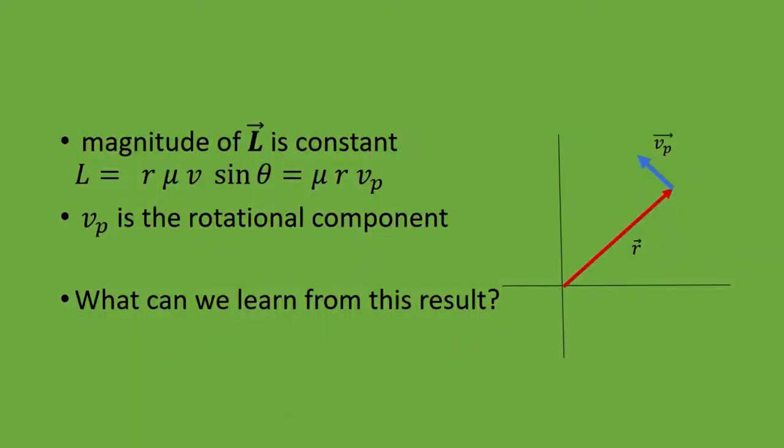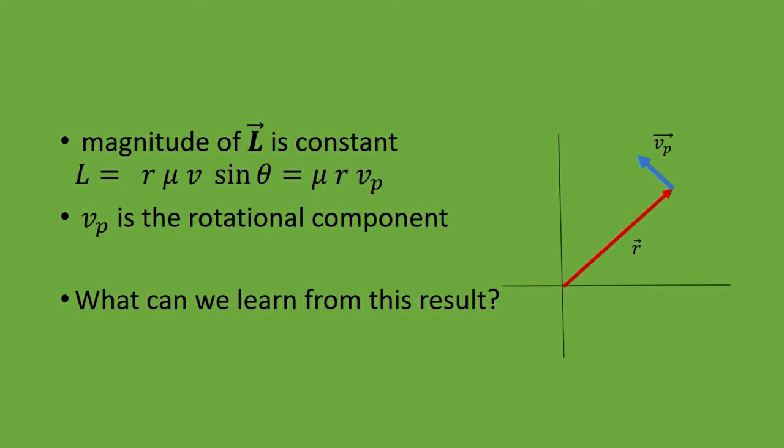Now, the magnitude of angular momentum is also constant. Because the angular momentum is just a cross product between 2 vectors, we know that its magnitude is equal to the magnitude of the first vector, which is r, times the magnitude of the second vector, which is linear momentum, and that's just the mass multiplied by the speed.